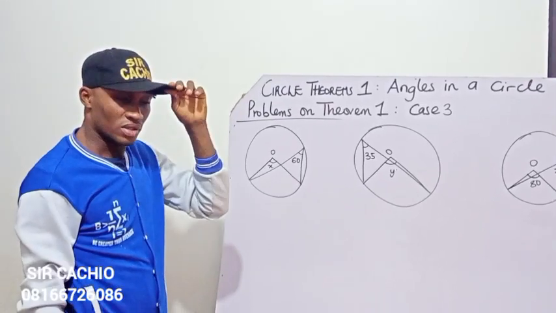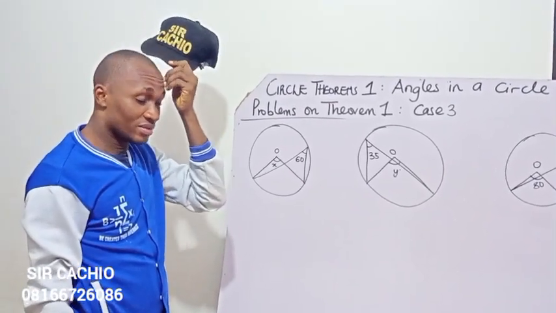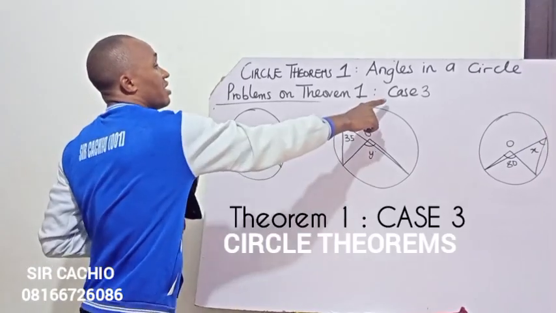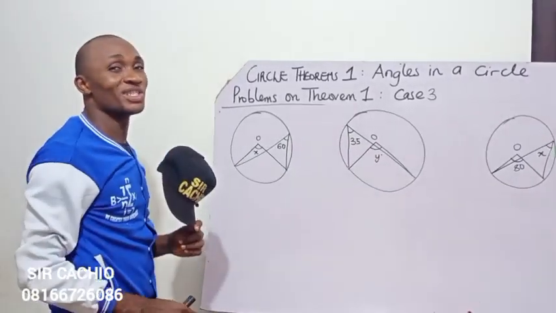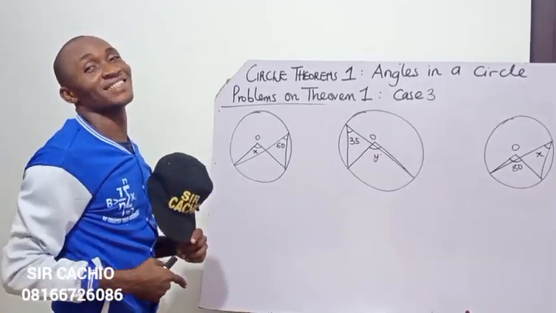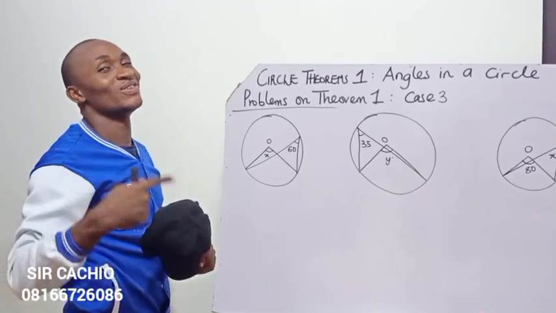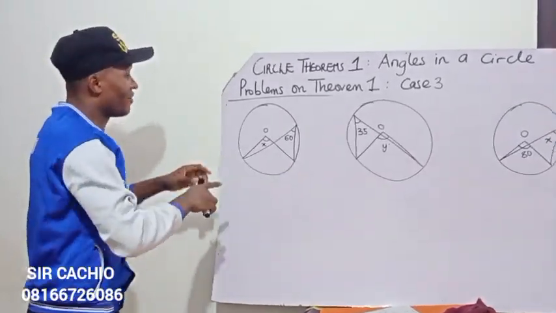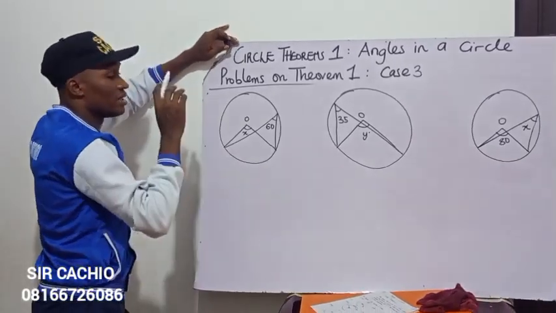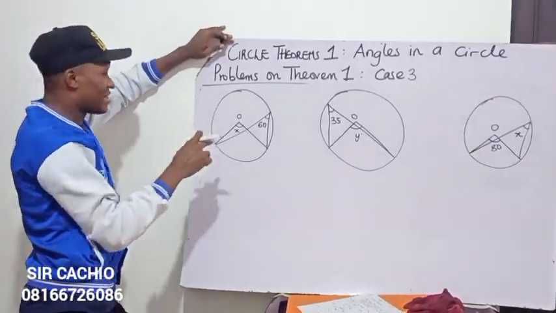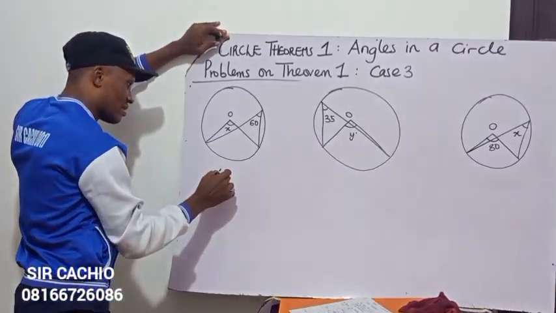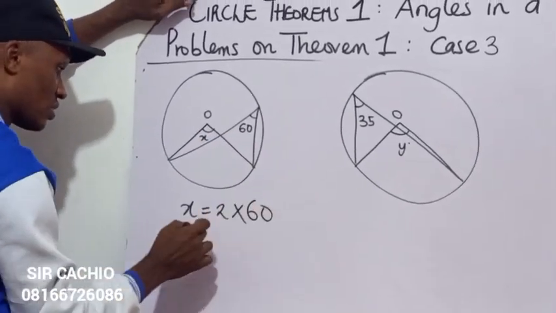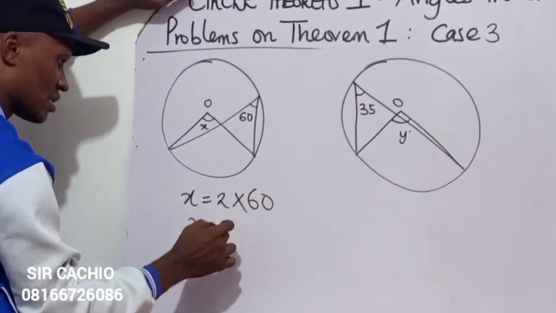Okay, so yeah, still on case 3. This is still on theorem 1. This is case 3. Remember, you are watching Sakachio at work. So let's go. So here we have, as I advised, find the center. Center here is x. Simply x equals 2 times, what is the circumference? 60. So x is equal to 2 times 60, which is 120.